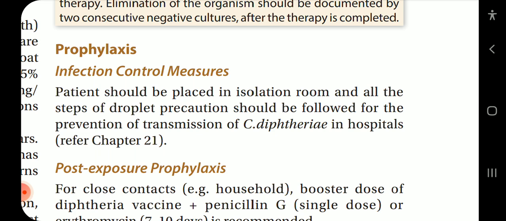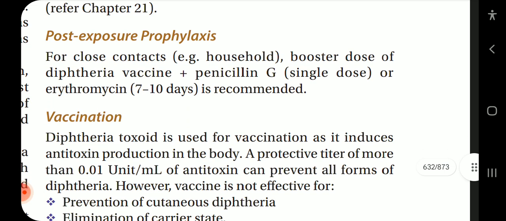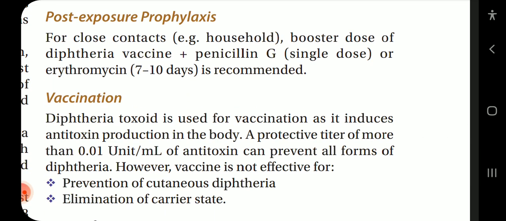Prophylaxis. Infection control measures. Patients should be placed in isolation room and all the steps of droplet precaution should be followed for the prevention of transmission of Corynebacterium diphtheriae in the hospitals. Post-exposure prophylaxis for close contacts, example household: booster dose of diphtheria vaccine plus penicillin G single dose or erythromycin 7 to 10 days is recommended.